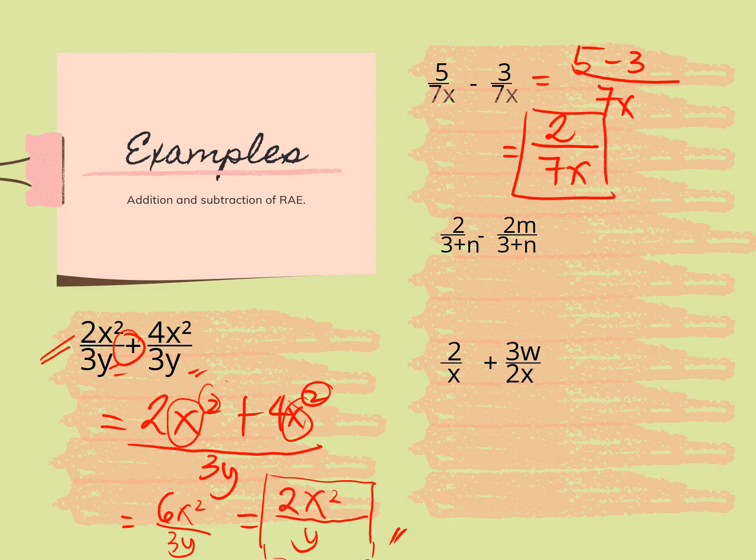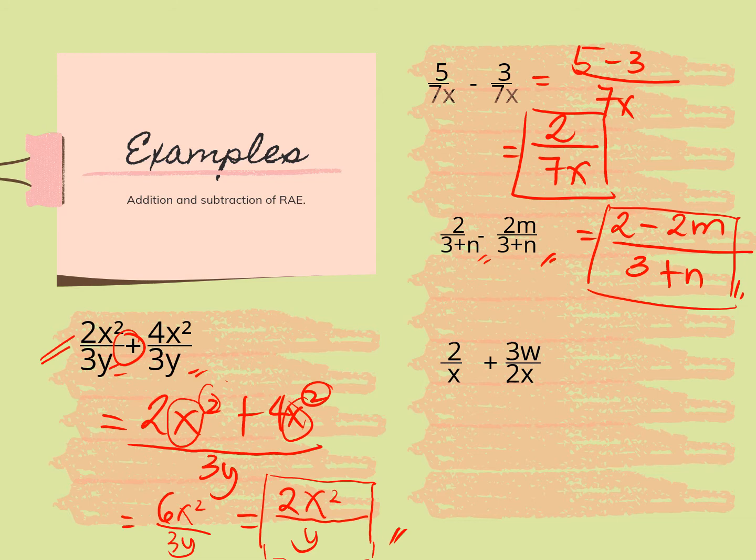Okay, next. Still, they are similar fractions, so apply the subtraction on the numerators. We have 2 minus 2m all over 3 plus n. Then, see if you can simplify further by combining the terms. 2 minus 2m, can we combine these two? No, we can't, because they are not like terms. So they cannot be combined. Therefore, that will be our final answer.